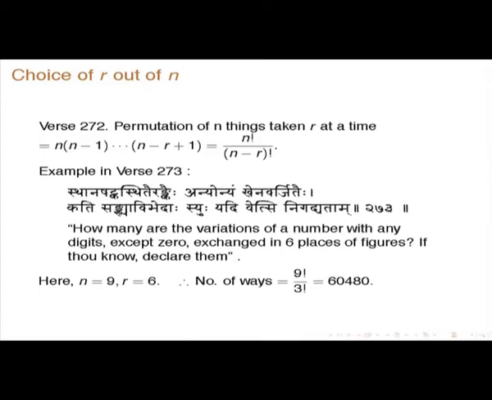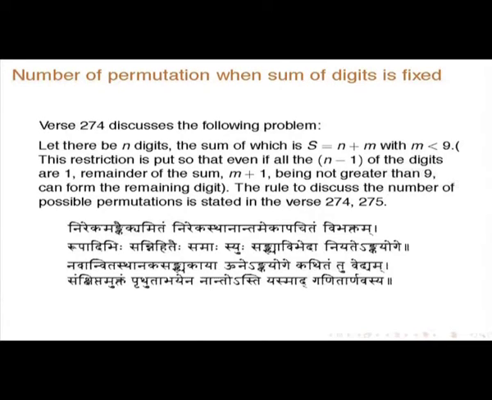Then the choice of r out of n, again permutations of n things taken r at a time. Again he is restating these things which had been discussed earlier also. How many are the variations of numbers with any digits except cipher in 6 places of figures? So n is equal to 9, r is equal to 6. So the number of ways is this. Earlier it was basically combinations only that he had discussed, in Lilavati. Now he is into permutations. There the order was not important, here order is important.